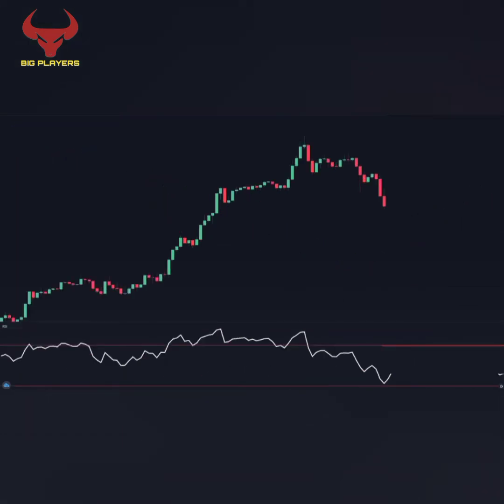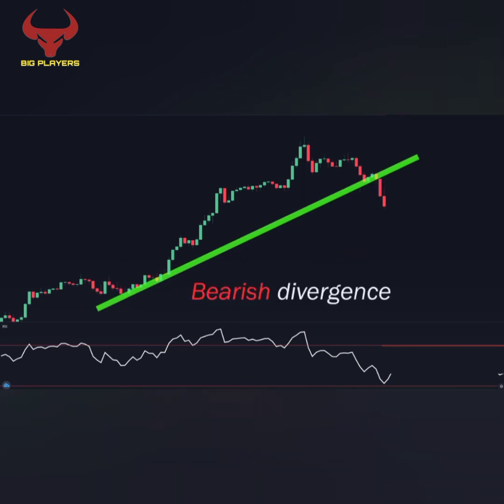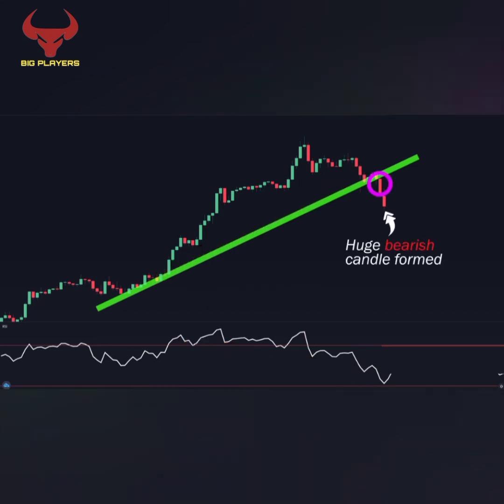So let's look at another example. You can see that the price is on a clear uptrend. So you can draw a trend line here as it rejects multiple support levels. Then you see a bearish divergence forming, as RSI is displaying lower lows yet prices are heading towards higher highs. Next, you can see that the price broke out of the trend line and a huge bearish candle was formed. So this is a good sell opportunity.